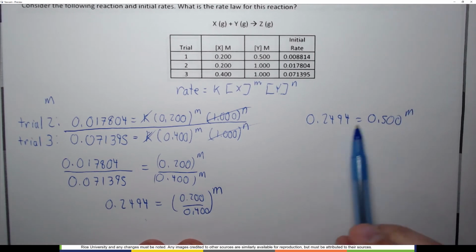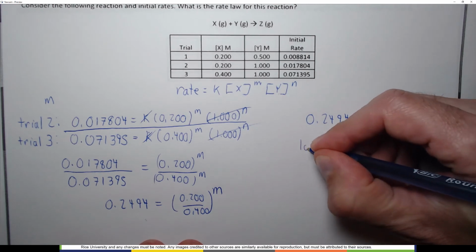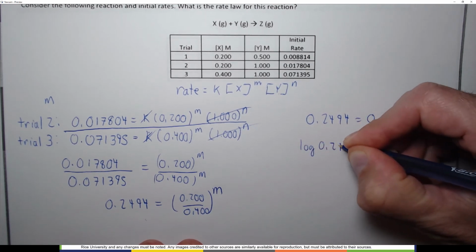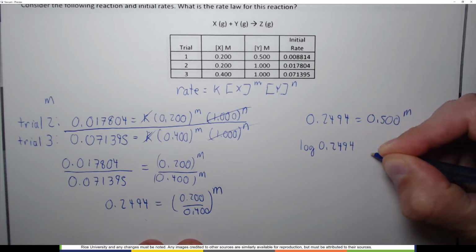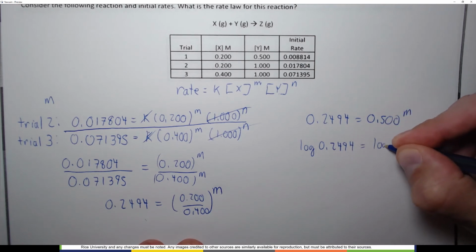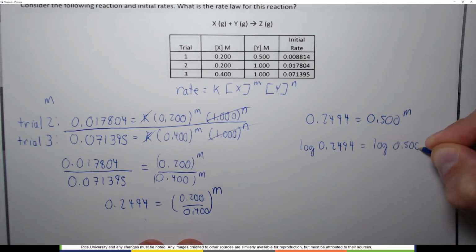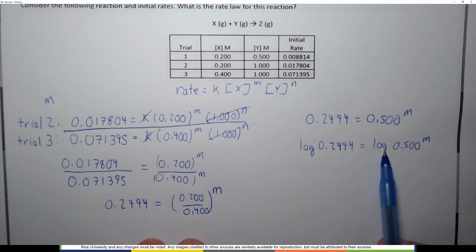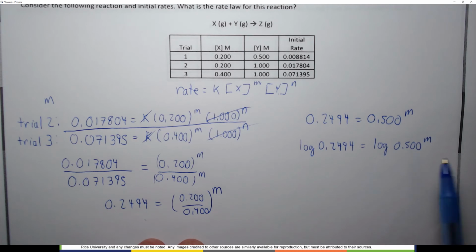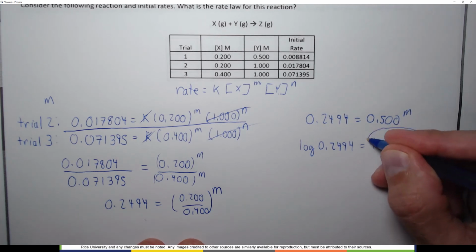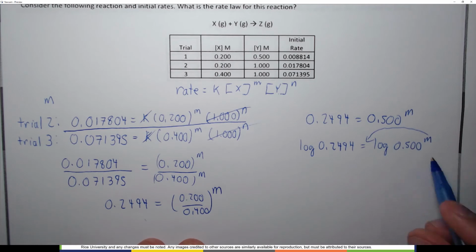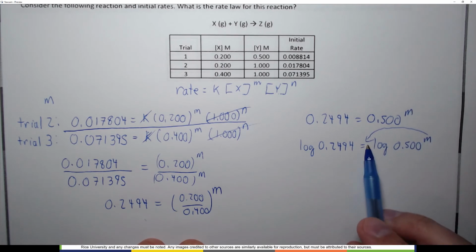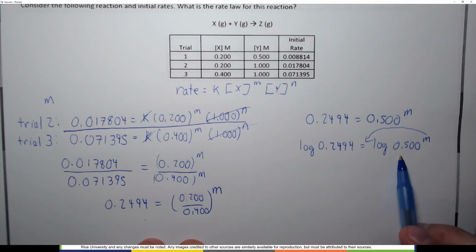In order to find the value of m, we need to take the log of both sides. So the log of 0.2494 equals the log of 0.500 to the m. Note that now that I'm using the log, or the log base 10 of this thing, I can bring this m outside. It's no longer an exponent, it's now a multiplication factor because I've taken the log.